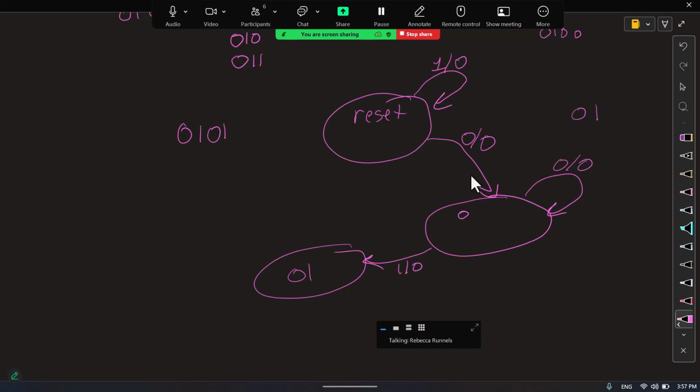If I get a 0 at this point, my output will still be 0, but I'll go to the next state of having 0, 1, 0. If I get a 1, I'll go back to reset and my output will be 0. If I'm at 0, 1, 0, 1 and I get a 1, then I'm going to go to here.